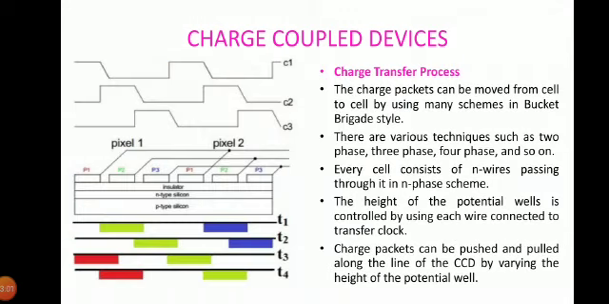And the charge transfer can take place in various techniques such as 2-phase, 3-phase, 4-phase and so on. And the height of the potential well is controlled by using wires connected to clock, and the charge packets can be pushed or pulled along the line of the CCD.